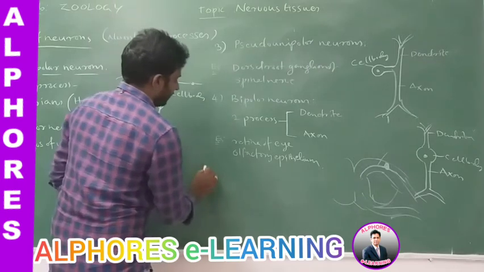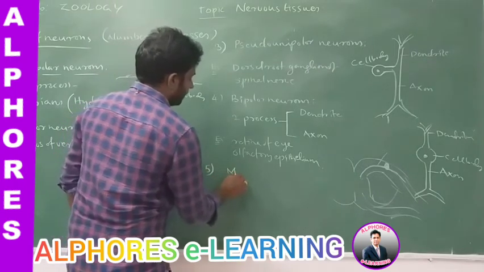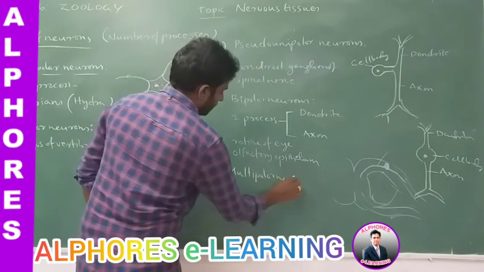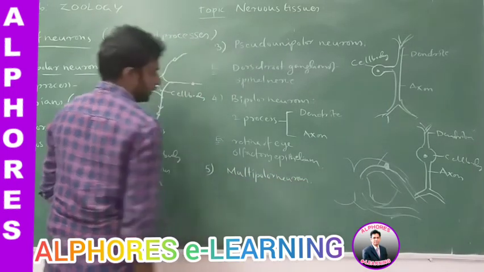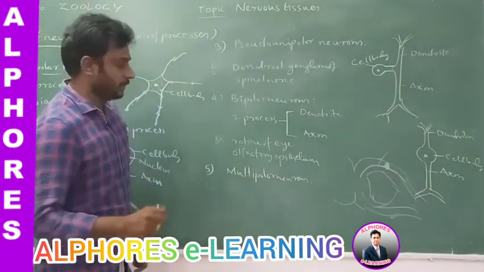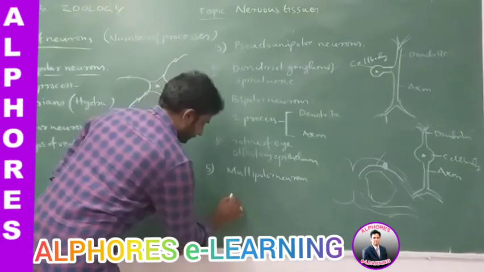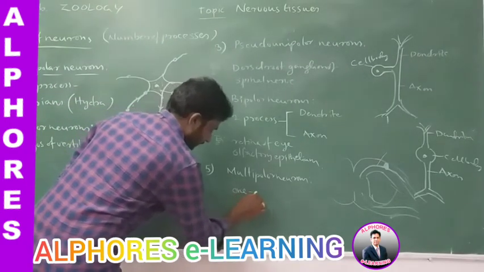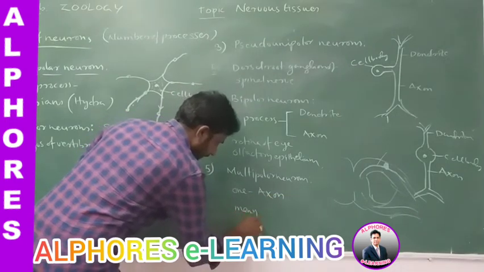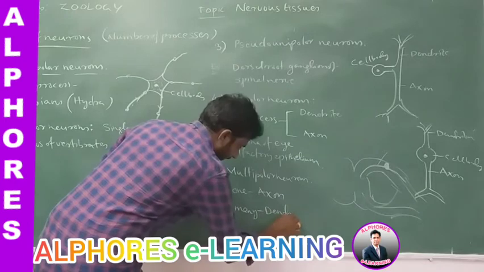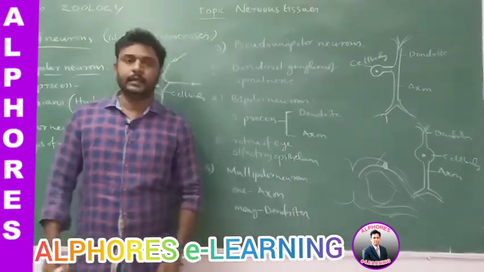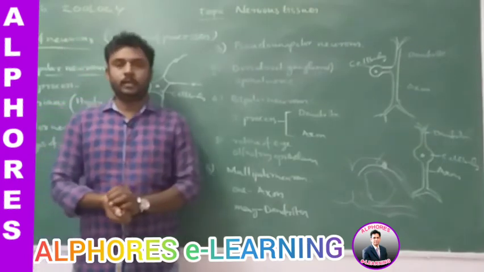Next, the last type, the fifth type of neurons, are the multipolar neurons. We have already discussed the multipolar neuron yesterday. So, a multipolar neuron consists of many processes. In that, one axon and many dendrites. A single axon and many dendrites are present in the multipolar neuron.